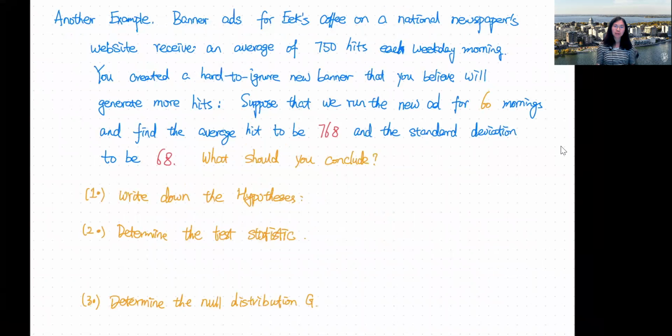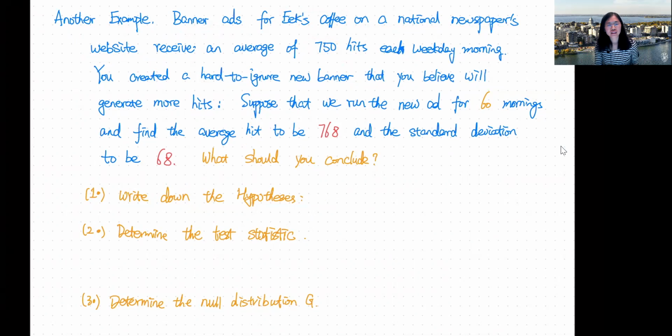Now let's consider some examples. In these examples, we're going to go through the steps in which you translate a verbal description of a hypothesis testing problem into more formal hypothesis testing language. In this example, consider the banner advertisement on the web page that you see whenever you go to any web page that's not ad-free. This banner ad for X Coffee on a national newspaper's website receives an average of 750 hits, 750 clicks each weekday morning.